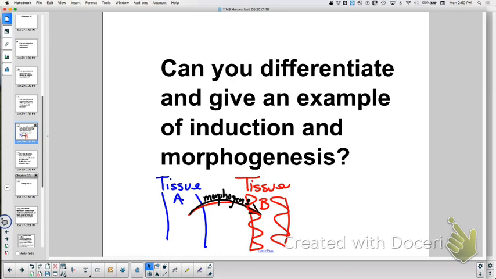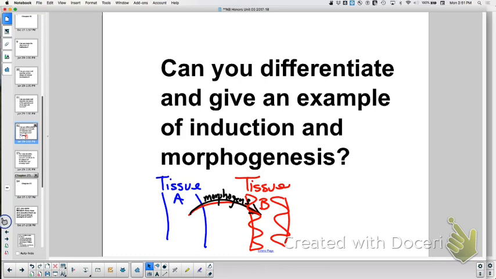The neurula is formed through induction, right? Say that one more time? The neurula is a result of induction. The process of folding in to form that spinal cord is morphogenesis. What did I use to influence? The morphogens. Okay, we good?